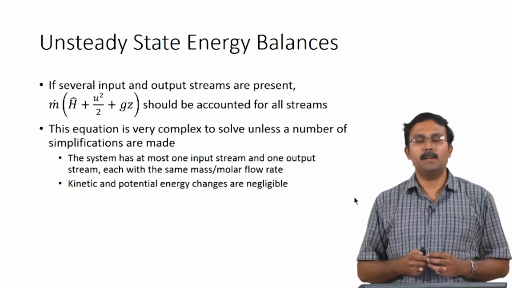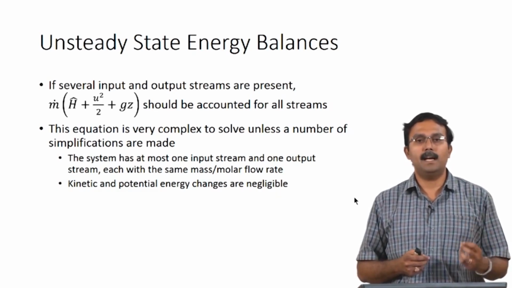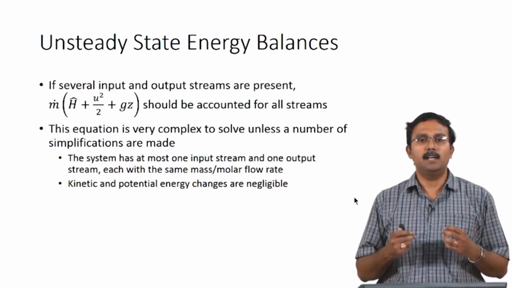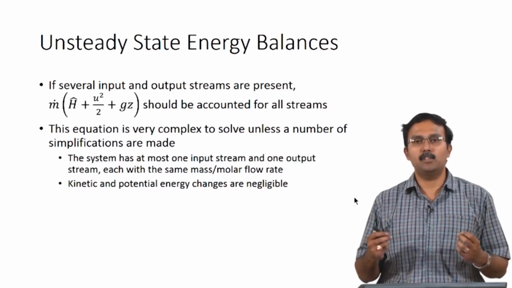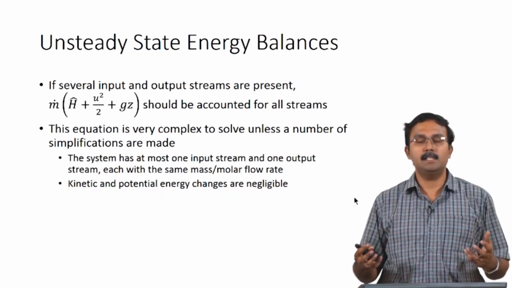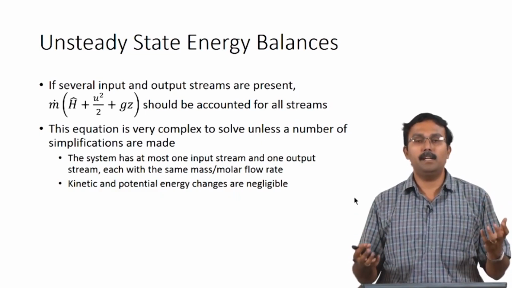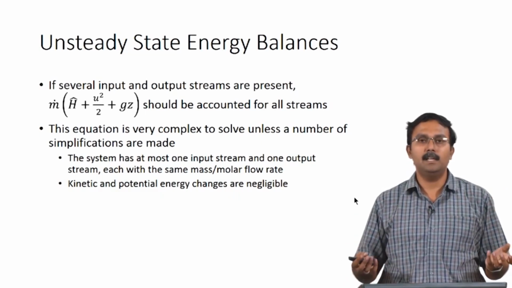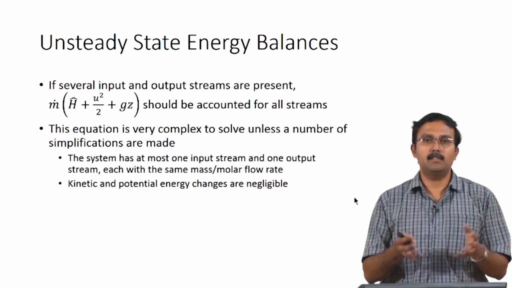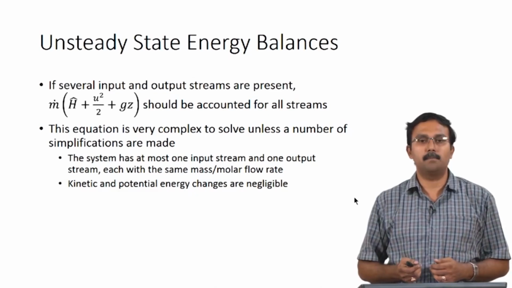The first simplification is that the system has to have at most one input and one output, each with the same mass or molar flow rate. So, you cannot have multiple inlets and outlets, and even if it is only one inlet and one outlet, the mass or molar flow rates have to be the same, which means the total mass of the system cannot change with respect to time.